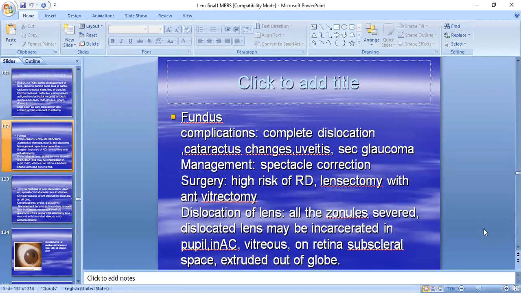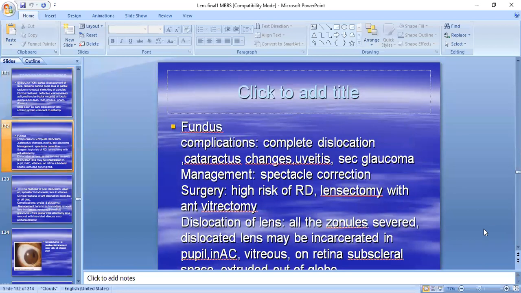When you examine the fundus through the aphakic area, the disc will be small, and it's a hypermetropic fundus. If you see through the phakic area, the fundus may be normal. So the complications of subluxation are that complete dislocation of the lens can occur, cataractous changes can occur in an already clear subluxated lens, or uveitis can occur, and secondary glaucoma can occur.